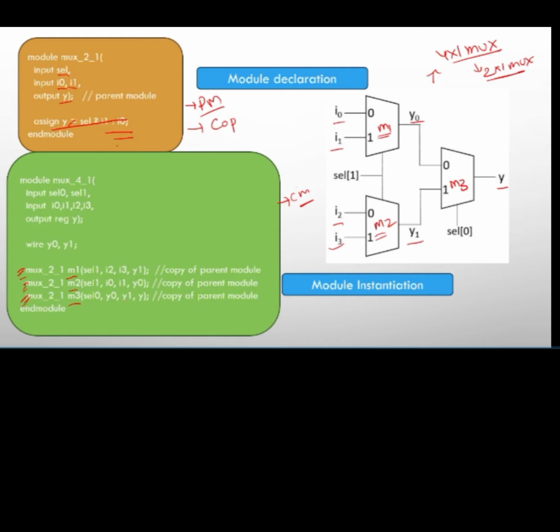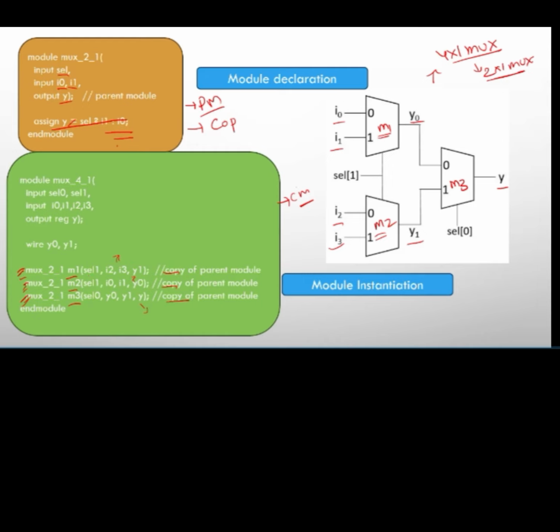Just like your name and your register number and your highlighted points differ from other students, in the same way, in all the instantiated copies here, the inputs are the things that are different. So this connection is important here. First method is what I told you, connection by order.